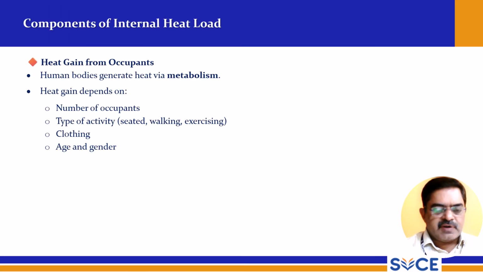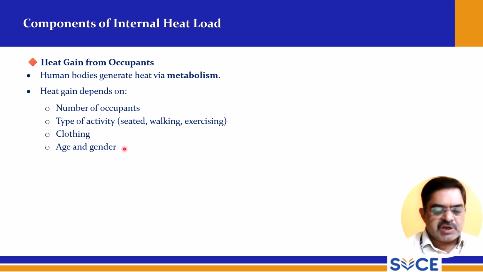So components of internal load. Here the heat gain from occupants is one of the components, and human bodies generate heat via metabolism. So heat gain depends on the number of occupants, the number of persons who are sitting in that space, the type of activity, it may be seated, walking, exercising, and then we have clothing. Even the clothes that the occupants wear is also one of the loads.